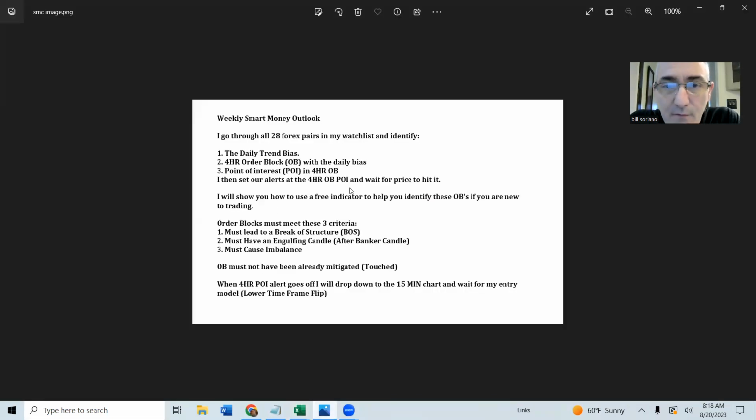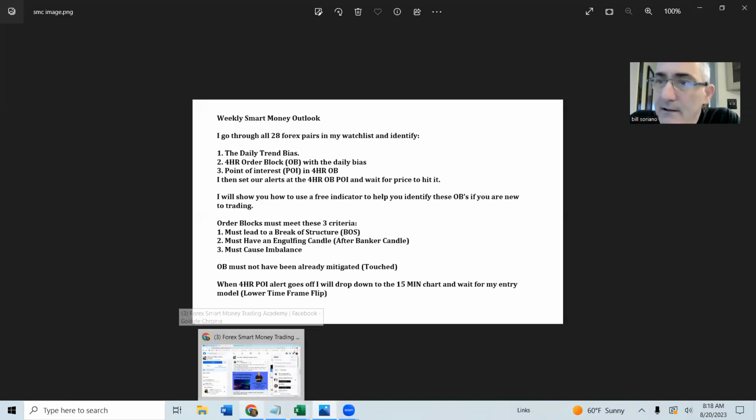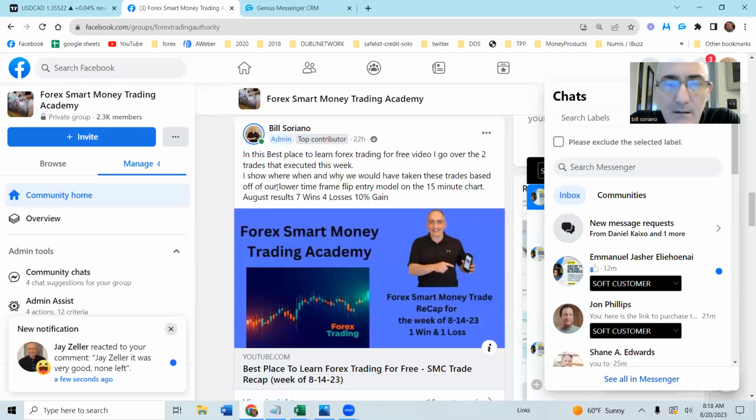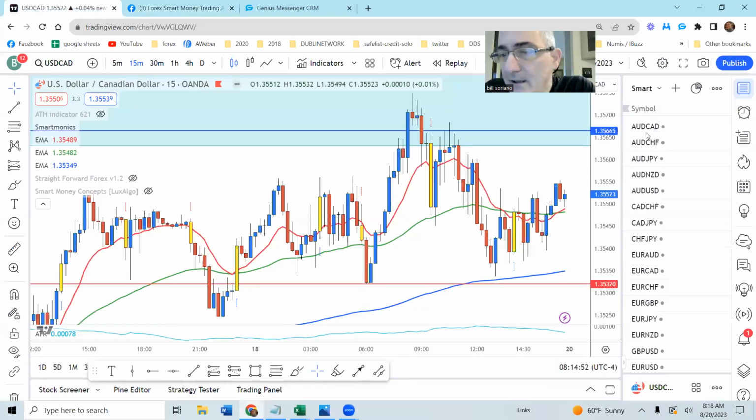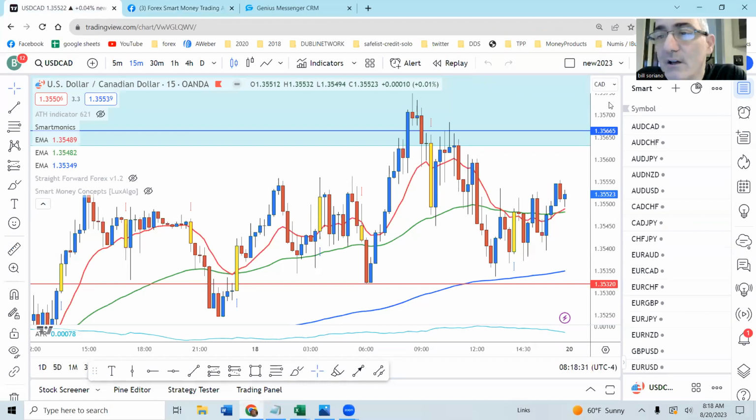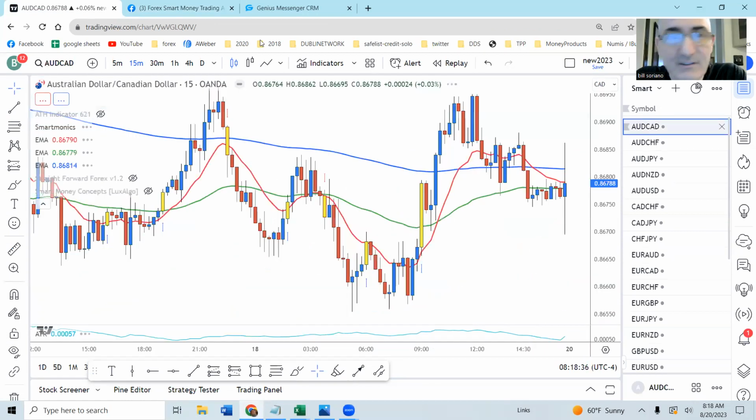We're going to go through all the pairs, and we're going to try to identify a 4-hour point of interest and set an alert there. Okay. So let's get started. Let's try to get through them here fast. There were very few trades last week, so most of the charts are probably still going to be marked up from last week, and we're probably still going to be able to use those points of interest. But let's just see what it looks like.